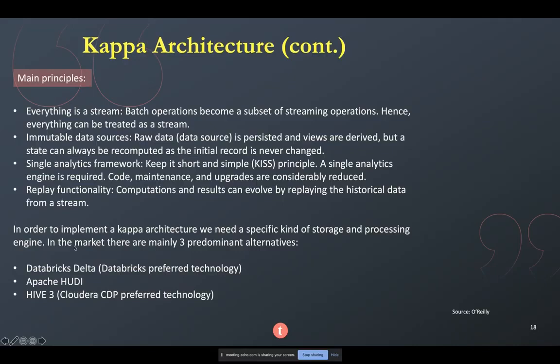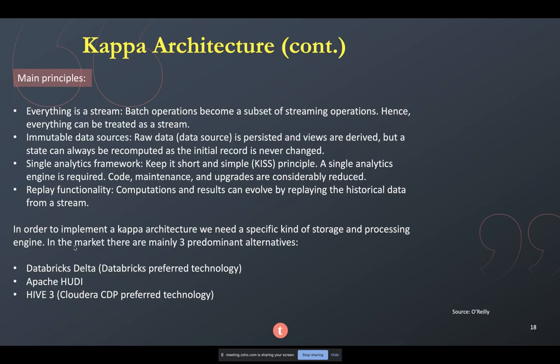Now, why is it something that is quite cutting edge? Because the storage and the processing engines are quite new. And I'm pretty sure that some of you already heard about what is called Databricks Delta. That is the Databricks preferred technology in order to implement what they call lake houses, that are the evolution of data lakes. And actually lake houses are, and you can see them as, the data lakes in Kappa architectures. So the data lakes that can be used for both batch and streaming processes.